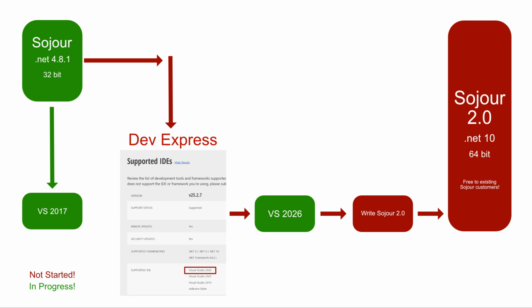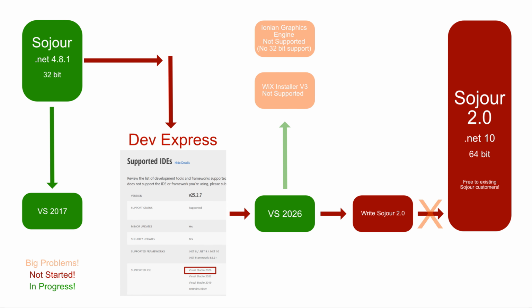So okay, we now have a plan. Everything looks cool. We are going to use VS 2026, which I already have. I've tested it, and we're going to write Sojour 2. However, whilst doing this, I've run into two showstoppers, which we'll discuss now.